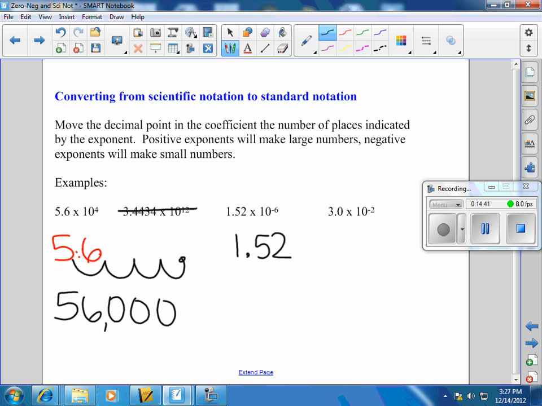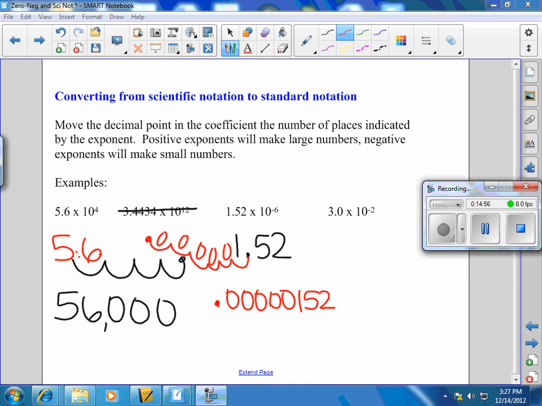Since it's times 10 to the negative 6, I need to move backwards. 1, 2, 3, 4, 5, 6. Run out of room, but we fill all of these in with zeros. So we end up with this number right here.